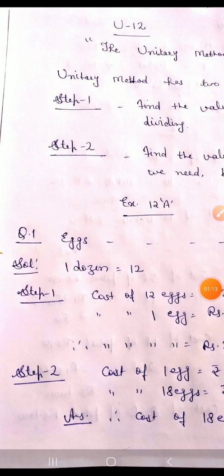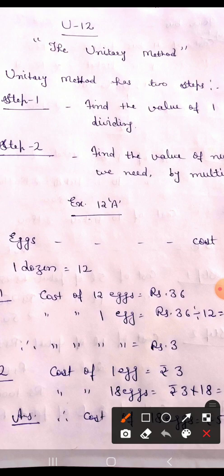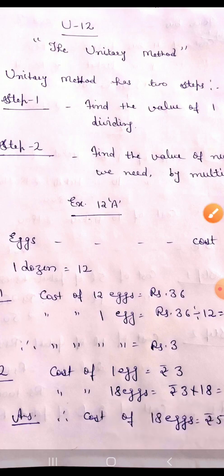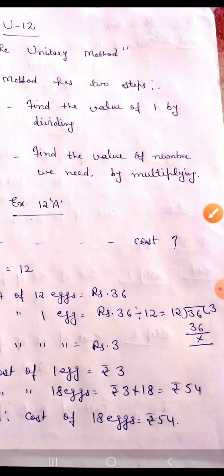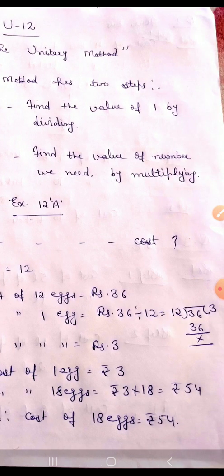In step 1 we have to divide. See now, the cost of 12 eggs is given here, rupees 36, and you have to find out the cost of 1 egg. Whenever we have to find out the value of 1, then we have to divide. Okay dear? After dividing, see, 12 3s are 36. 3 will be the answer, means the cost of one thing, the cost of 1 egg will be rupees 3. How has it come? By dividing.